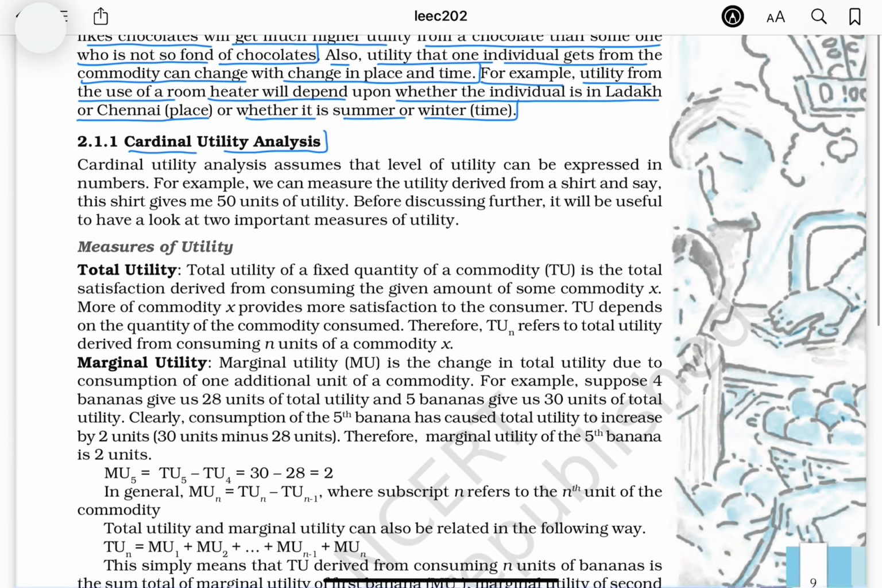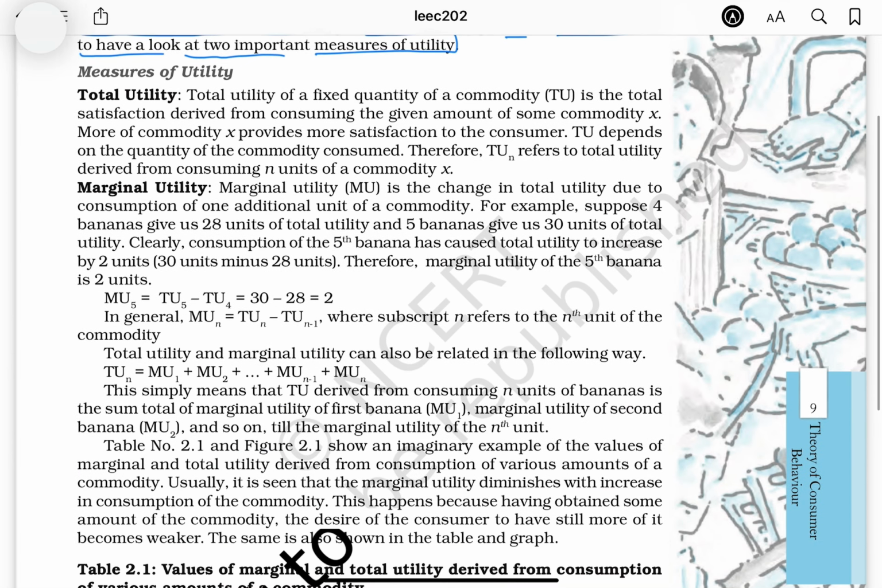Cardinal utility analysis. Cardinal utility analysis assumes that level of utility can be expressed in numbers. For example, we can measure the utility derived from a shirt and say this shirt gives me 50 units of utility. Before discussing further, it will be useful to have a look at two important measures of utility.